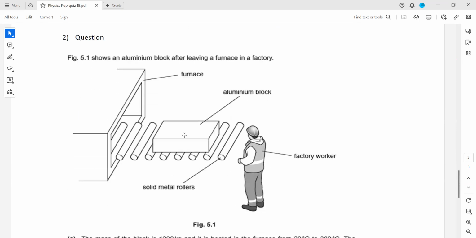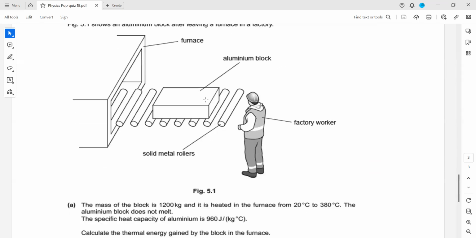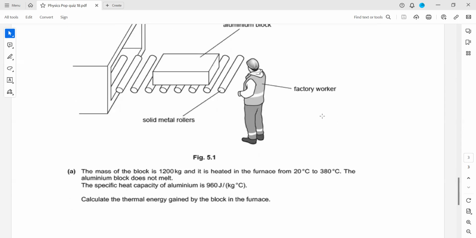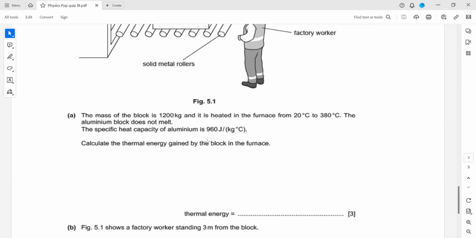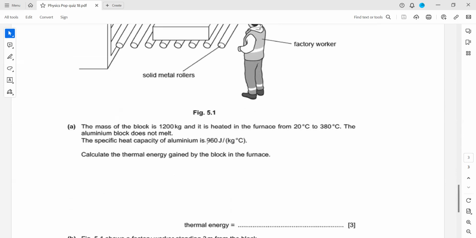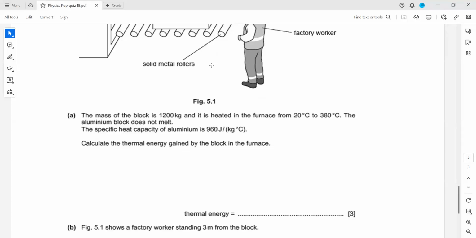In question 2, figure 5.1 shows an aluminium block after leaving a furnace in a factory. A block of aluminium is there, there's a furnace, solid metal rollers are there, a factory worker. The mass of the block is 1,200 kilogram and it is heated in a furnace from 20 to 380. The block does not melt. Specific heat capacity is given.